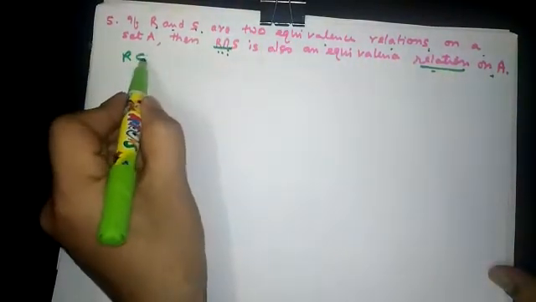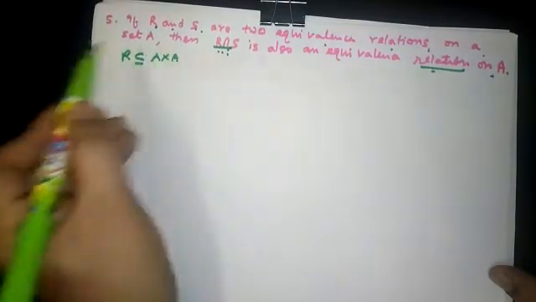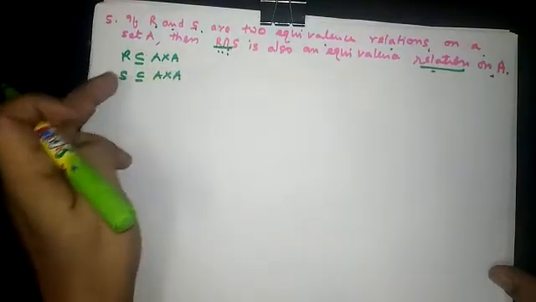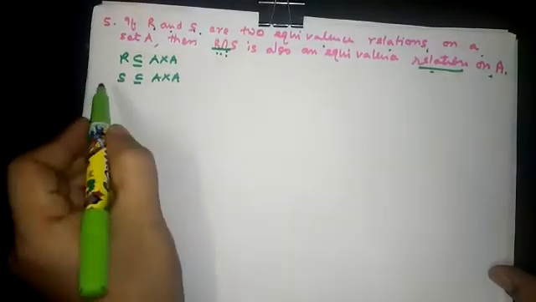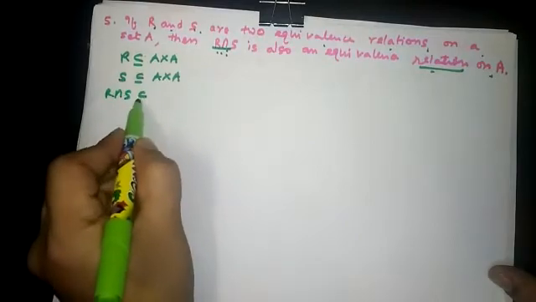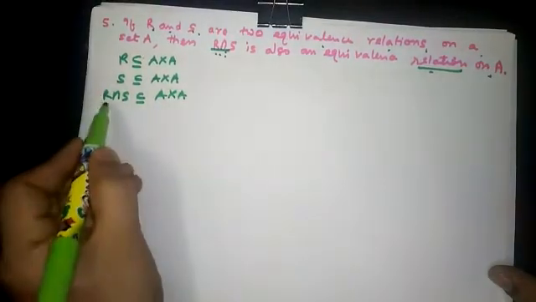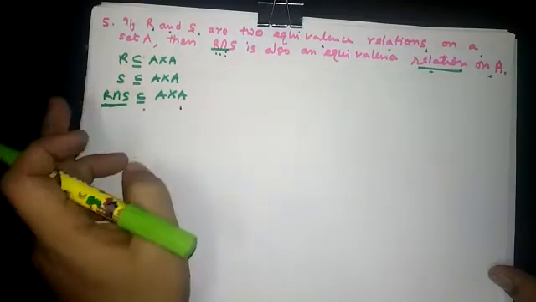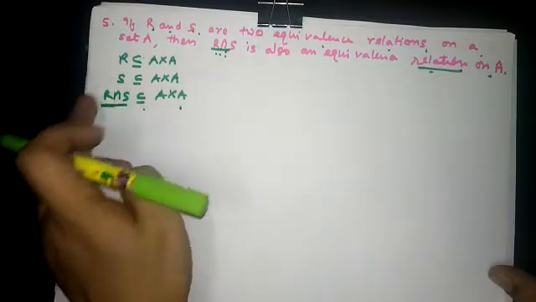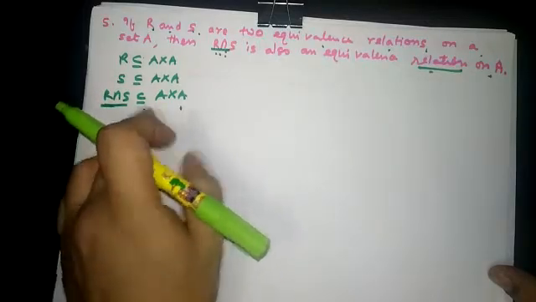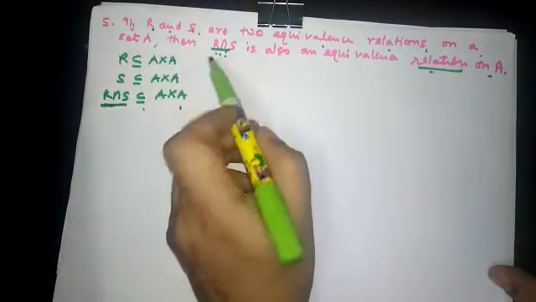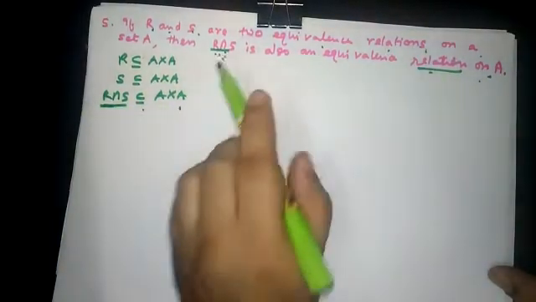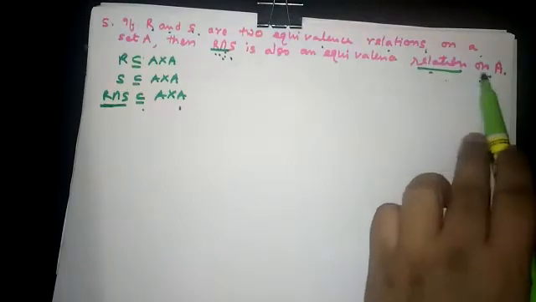This means R is a subset of A cross A, and S is also a subset of A cross A. Meaning R intersection S will also be a subset of A cross A. And we know any subset of A cross A is a relation on A. This means R intersection S is a relation on A. We have been able to prove that R intersection S is a relation on A.